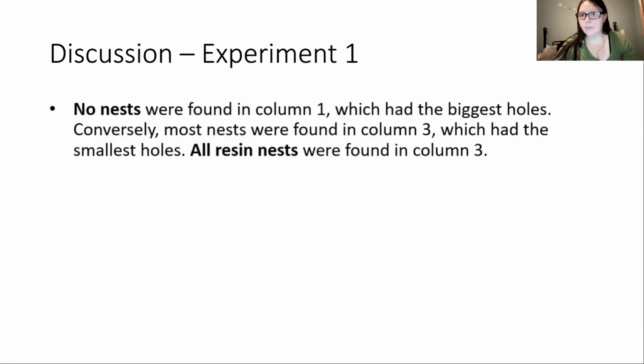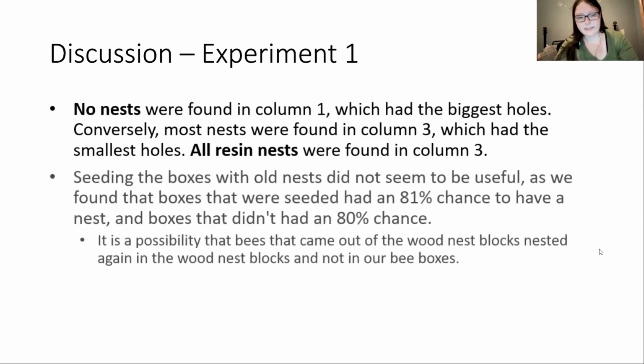No nests were found in column 1, which had the biggest holes, which I think is significant. Conversely, most nests were found in column 3, which had the smallest holes, and all resin nests were found in column 3. Resin nests like really, really small holes for some reason. I think because they are small bees.